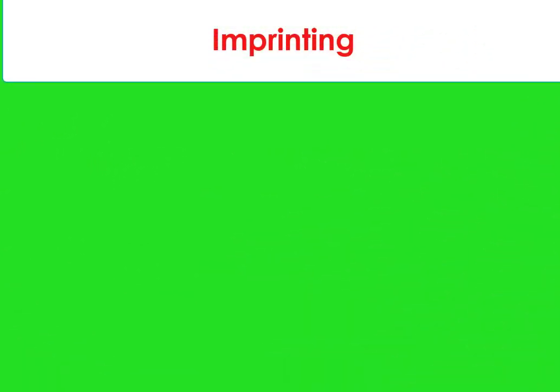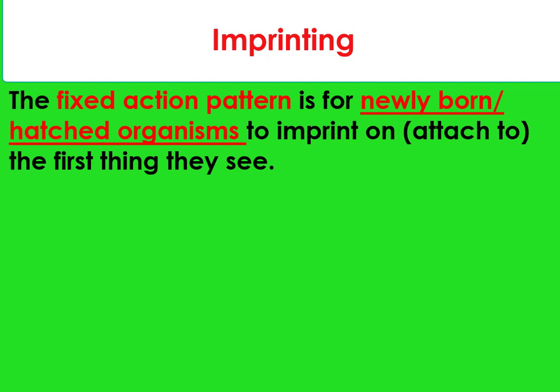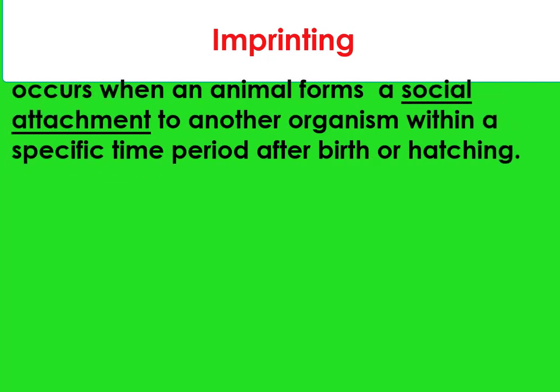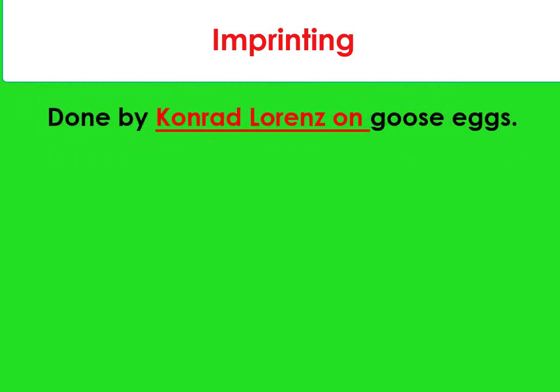Imprinting. Imprinting is an instinctive behavior in which the fixed action pattern is for newly born or hatched organisms to imprint on or attach to the first thing they see. Imprinting occurs when an animal forms a social attachment to another organism within a specific time period after birth or hatching. In a famous experiment which is done by Konrad Lorenz on goose eggs.